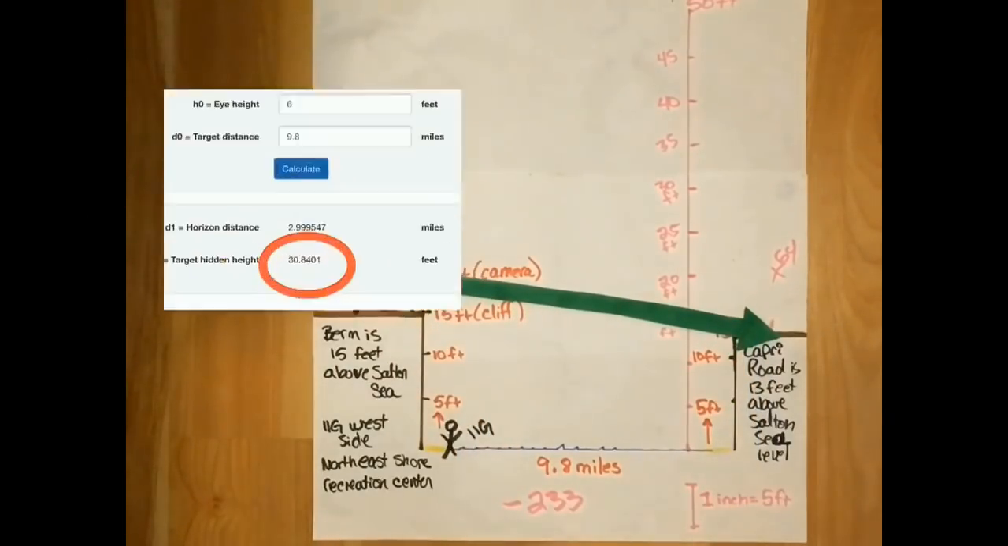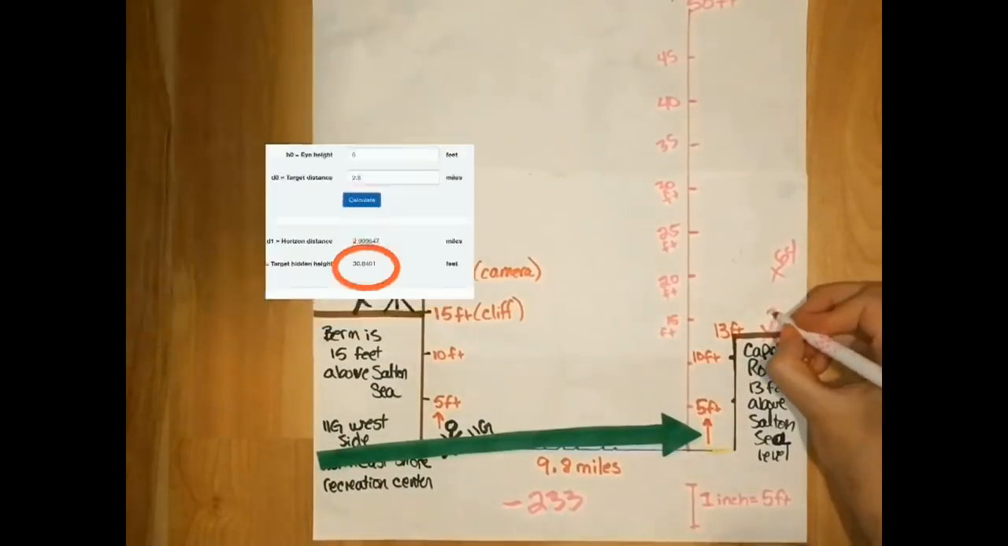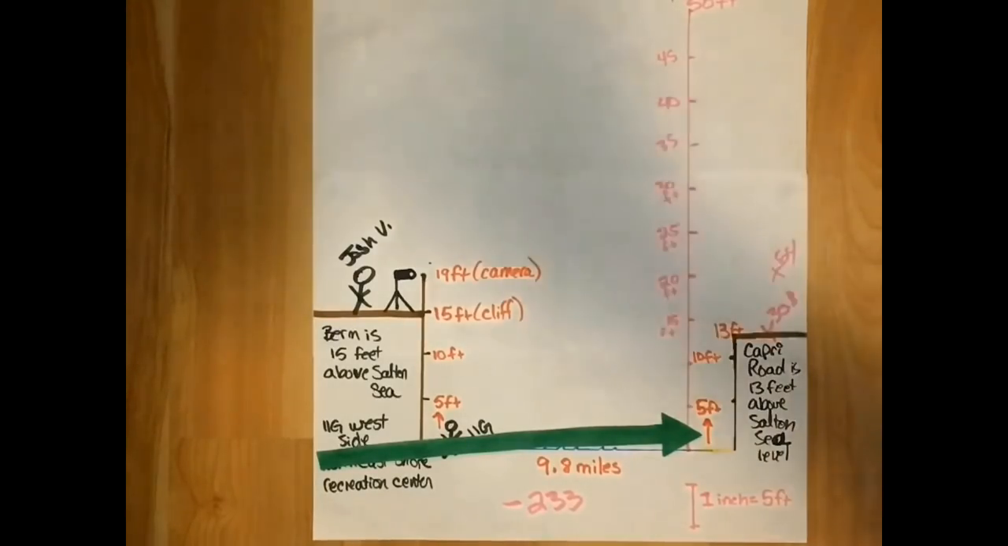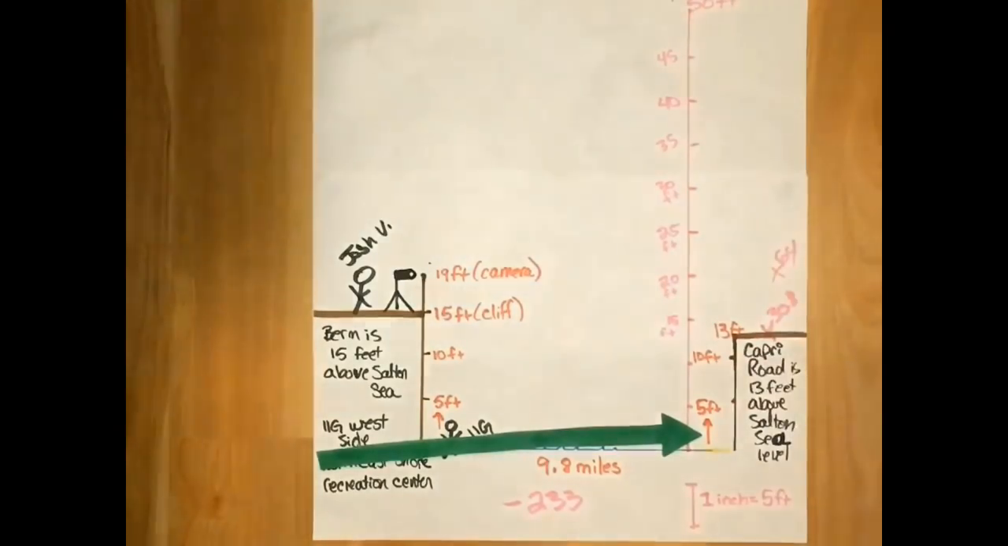And that answer would be that then this should be 30.8 feet under the Earth curve. Right there alone, you've got boom, one answer, boom, two answers for the same scenario, depending on what you chose over here to be your target.